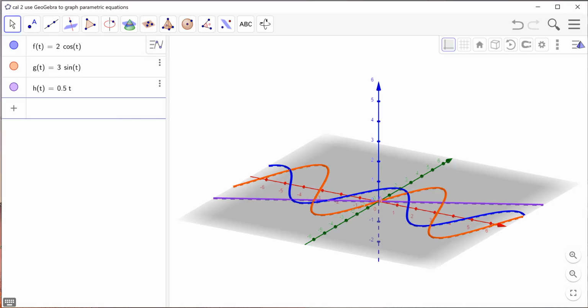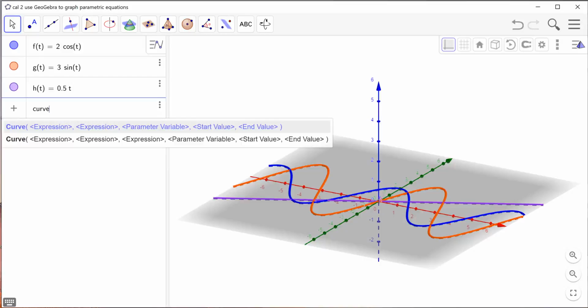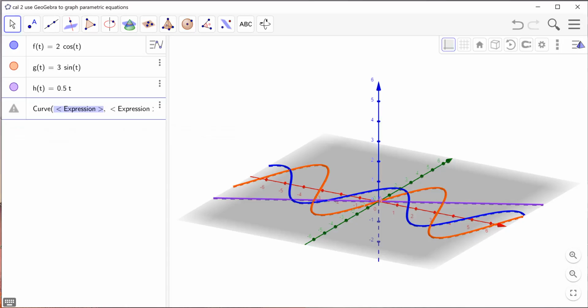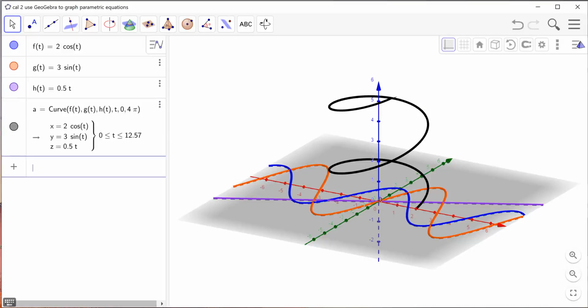So how do we input a parametric curve? Here we input curve. You can see expression, parameter variable, start value. Because we're doing three-dimensional, we click the second option. We have three expressions. The first expression is f of t, and next we have g of t, h of t, and t is the variable. For the start value, let t start from 0 and end at 4 pi. Okay, so this is the picture.